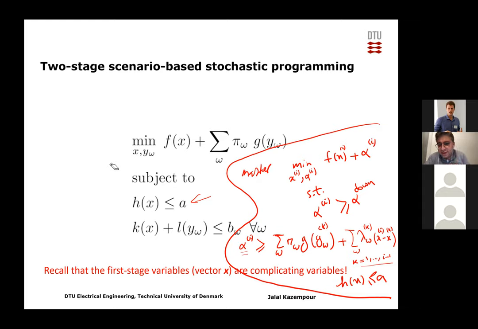Let me see if there's another question. Is lambda omega a vector of the length of x? Yes, exactly, definitely. Lambda is a vector of the same dimension as x. If x is a vector, lambda is a vector. Good, then it should be a lambda transpose. Priyanka said length of omega, one per scenario. Yes.